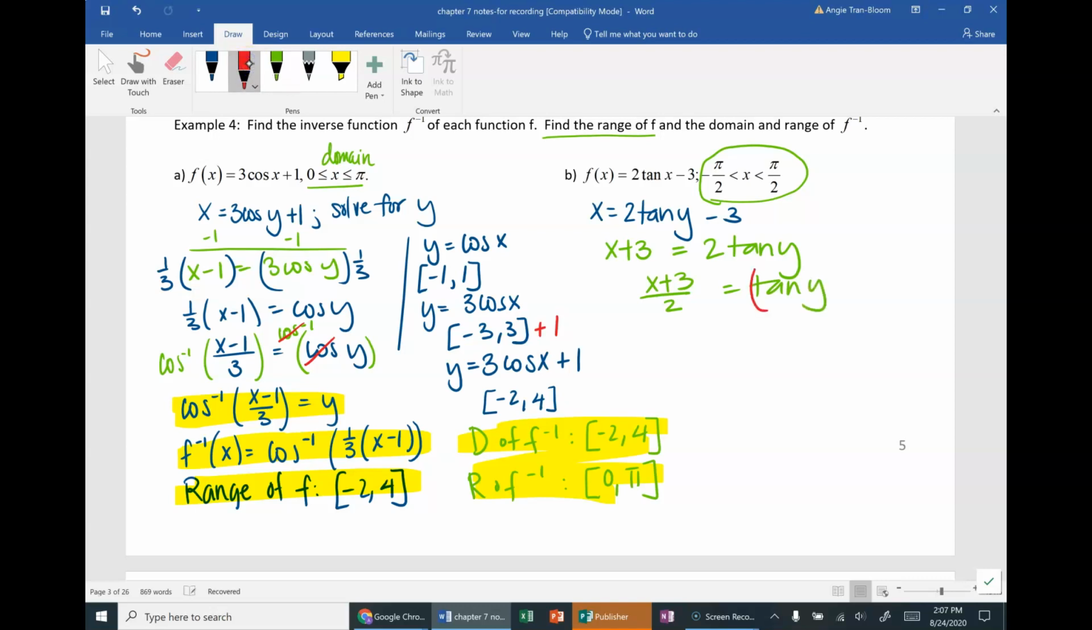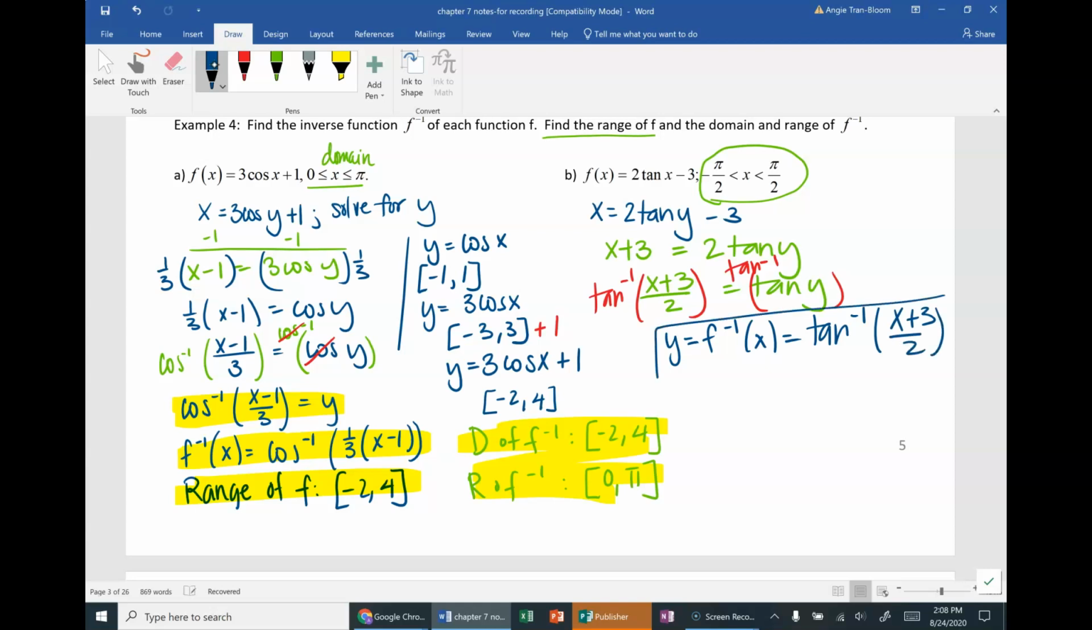Compose both sides with tangent inverse. So now you have y equals, which is really f inverse of x equals tangent inverse of the quantity x plus 3 all over 2. That is the inverse function. Box that up. Now we have to find the range of tangent, because the domain's already given. This is the domain.